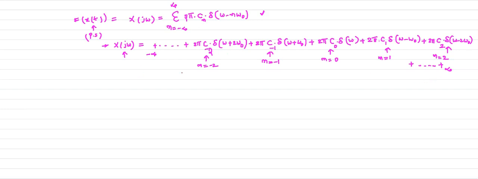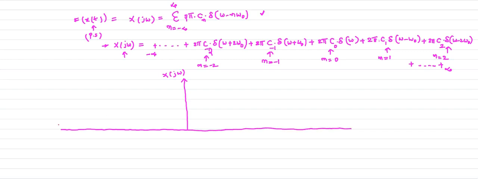Now I just observe the plot of X of j omega. I am going to plot X of j omega with respect to omega. So this is my plot of X of j omega. How does the spectrum of X of j omega look like? What is a spectrum? A spectrum is nothing but the different frequency components, ranging from minus infinity to plus infinity. So this is the omega axis.